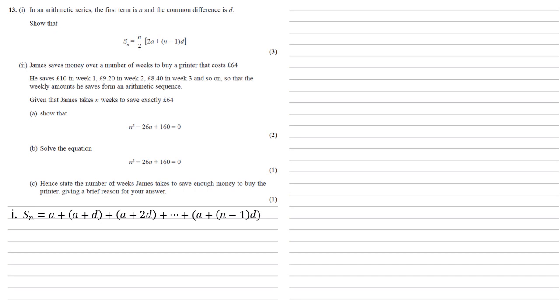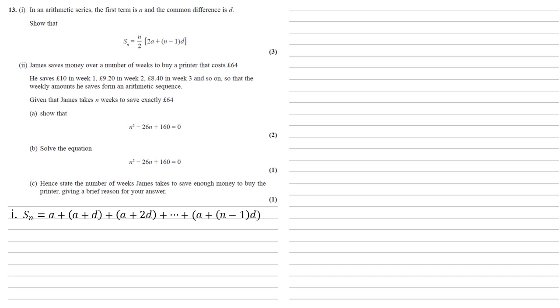You've got to be careful here that you put the n minus 1. This is because if you notice, the first term doesn't have any d's in there, so it's 0 d's. The second term has 1 d, the third term has 2 d's, so the number of d's is always one behind the term.